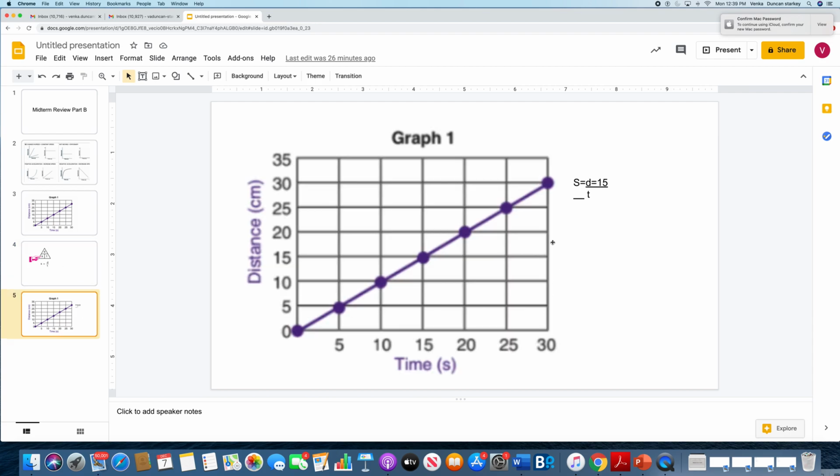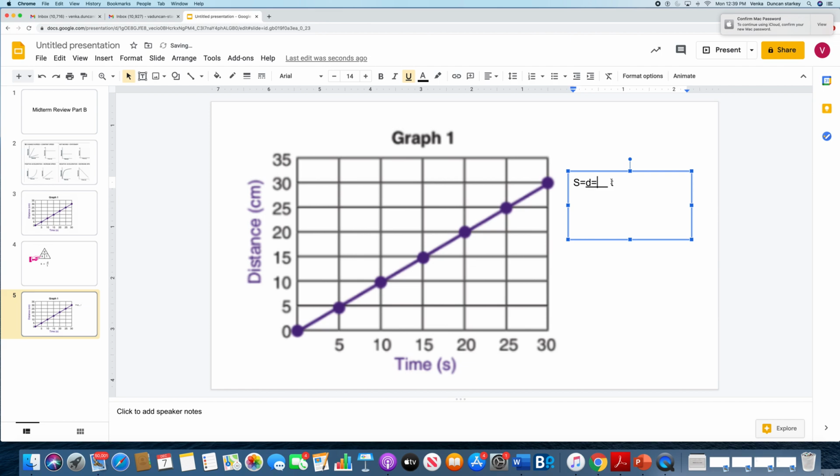So now let's go back to our graph. We want to figure out our speed of the vehicle at 15 seconds. So we're going to plug our information into our formula. We know our time is going to be 15 seconds.